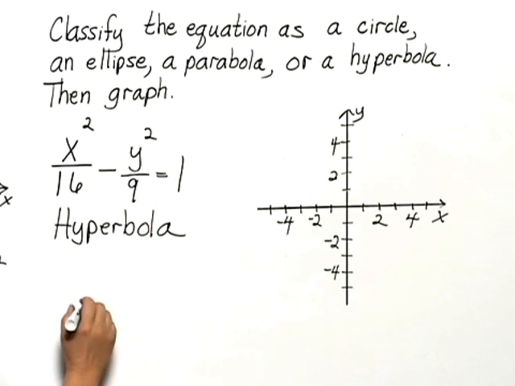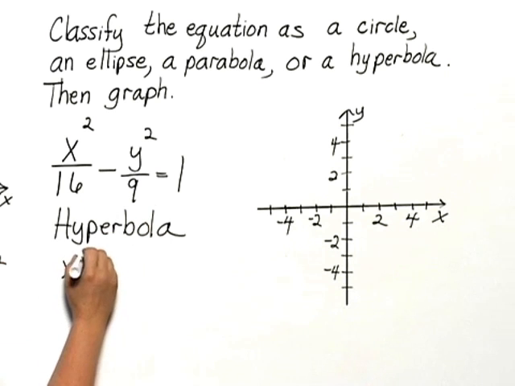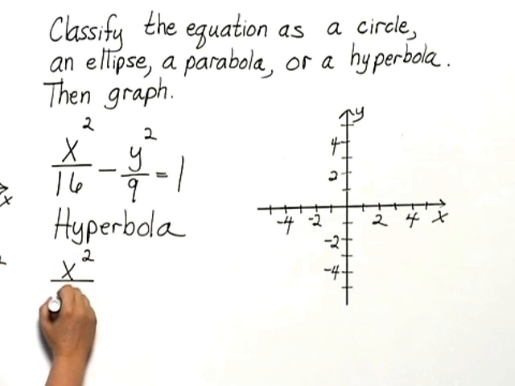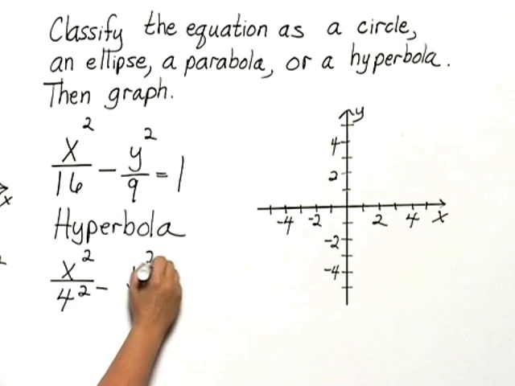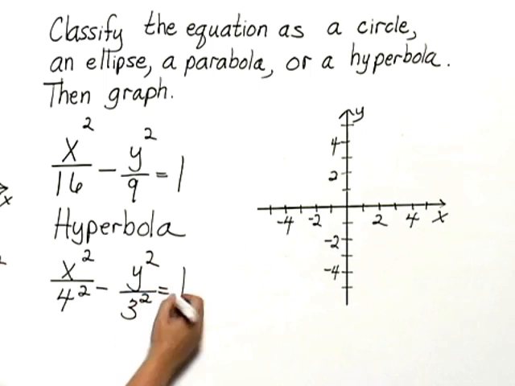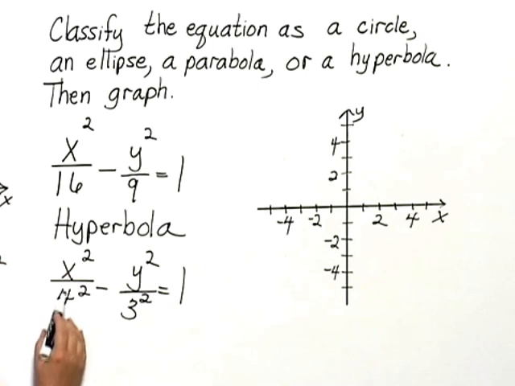And this is written in standard form. That is, x squared over, I can write 16 as 4 squared, minus y squared over 3 squared equals 1. And these numbers 4 and 3 are going to enable us to draw the hyperbola. The x squared term is positive. That means that the hyperbola will go through the x-axis.